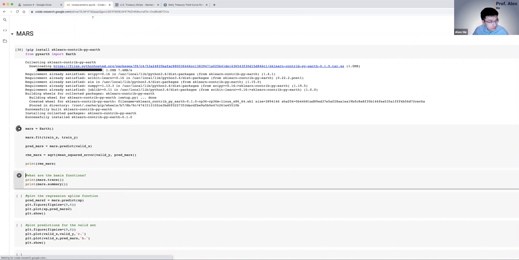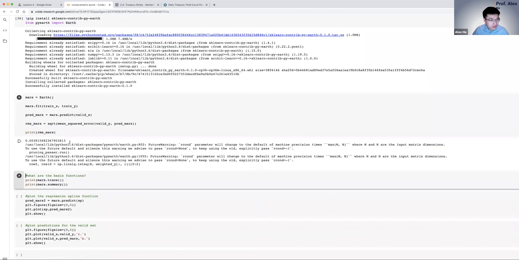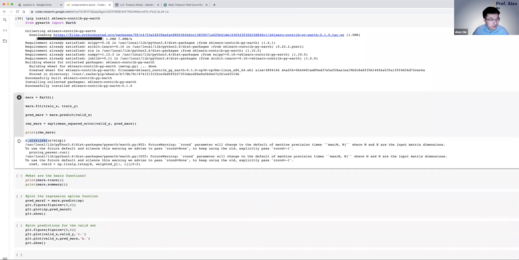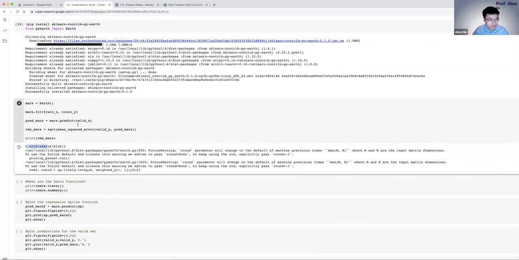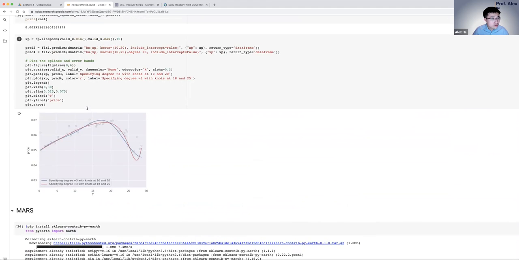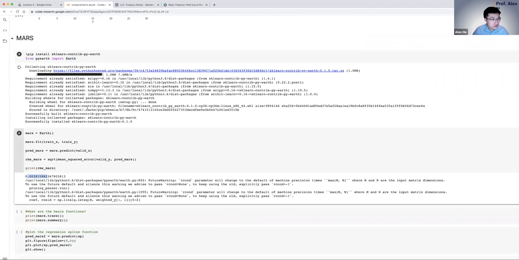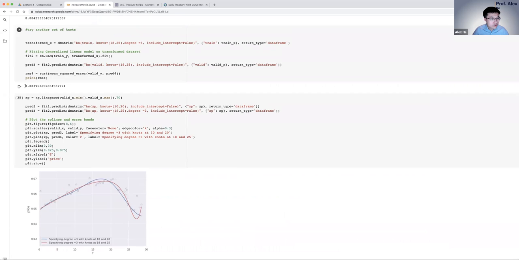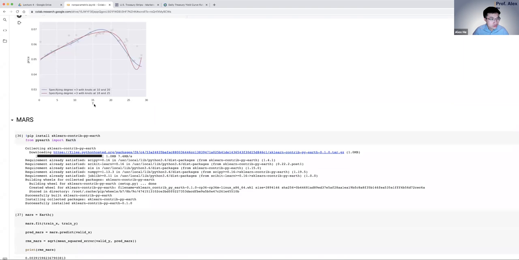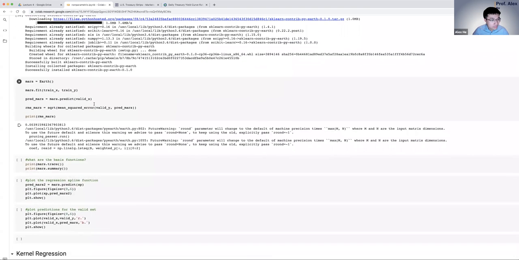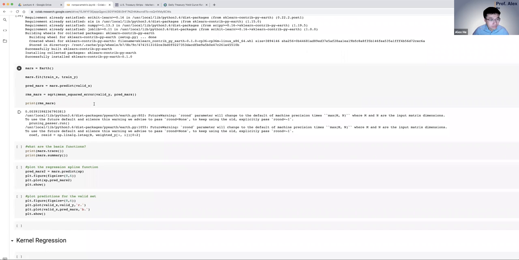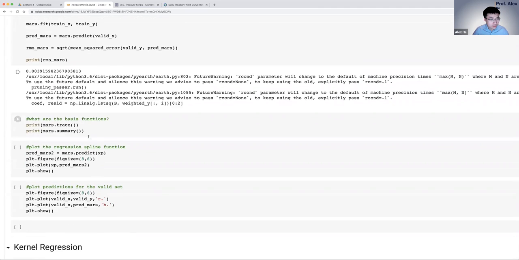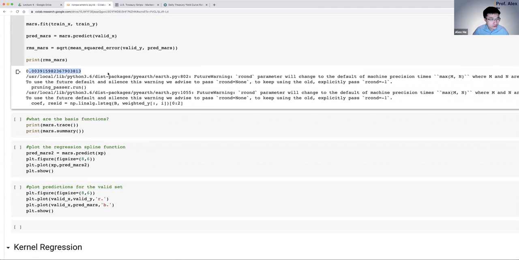Okay, so now we have that. And this is the result we get. It's again 0.0039. So it's actually a little better, right, than this one here. Okay. So that's how good our prediction is.